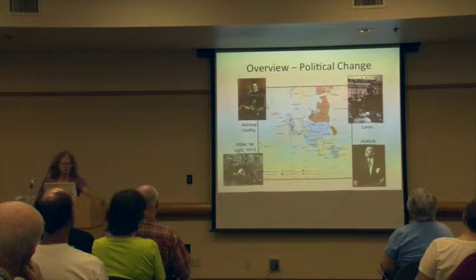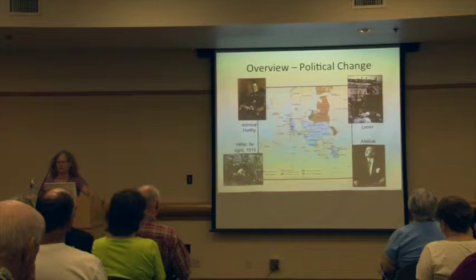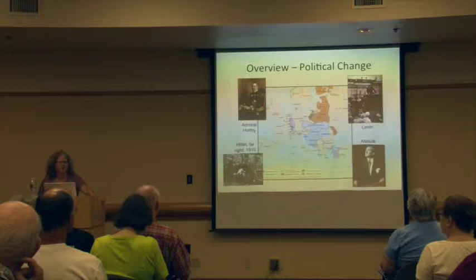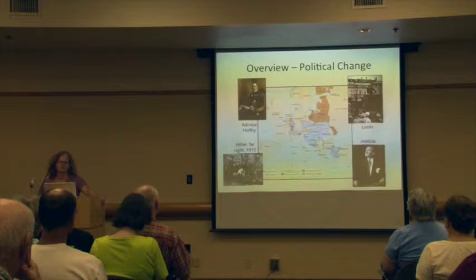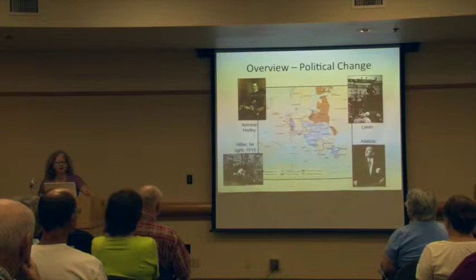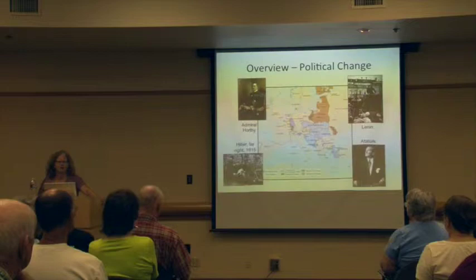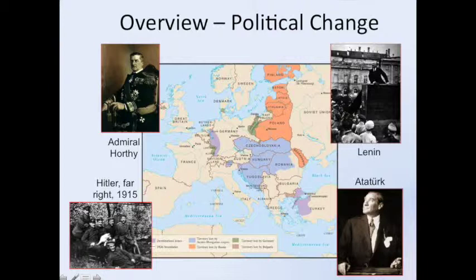The First World War, of course, destroyed 4 major Eurasian empires. Beginning in the east, it brought about the destruction of the Russian Empire, which had been in place ever since the late Middle Ages, resulting in part from the destruction of the war itself and also the revolution in 1917 that brought down the Tsar and brought into place the world's first communist government under the leadership of Vladimir Lenin, who's in the upper right-hand corner of the screen as you're looking at it.